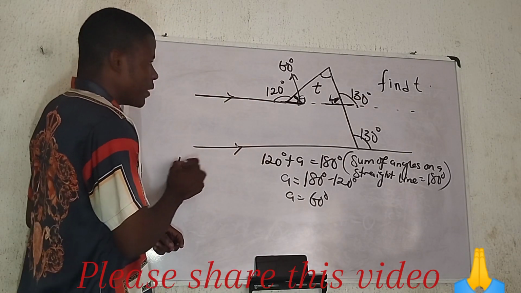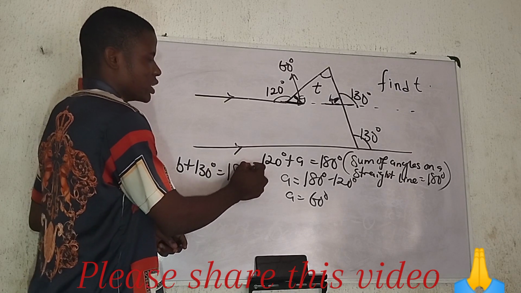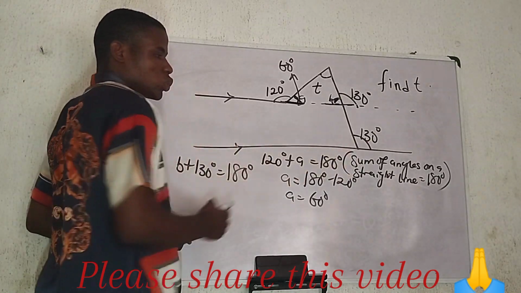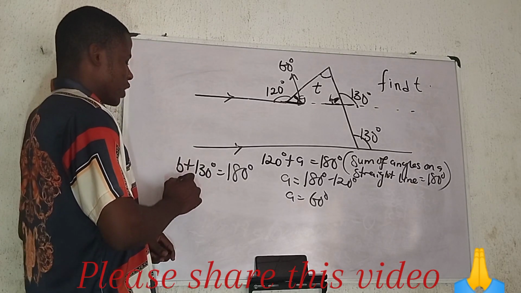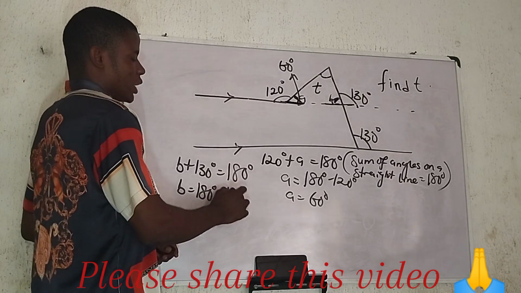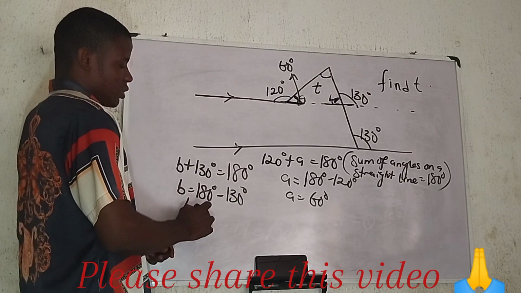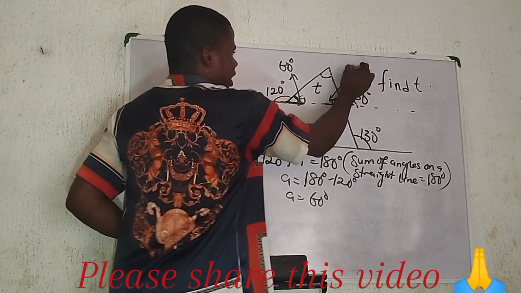Therefore, B plus 130 degrees will still give me 180 degrees. Reason: the sum of angles on a straight line is 180 degrees. So if you make B the subject of the formula, B equals 180 degrees minus 130 degrees. So B equals 50 degrees. Can you see it? So I've gotten that this angle is 50 degrees.